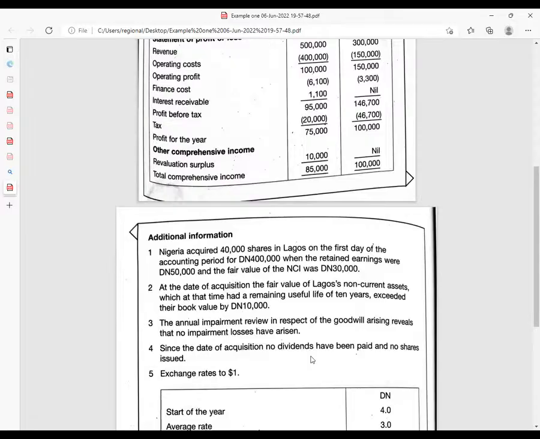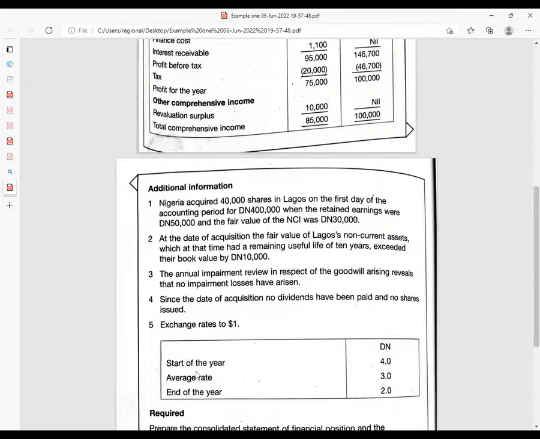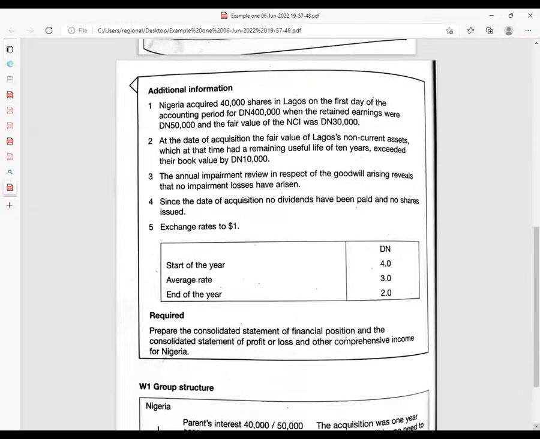We can see the exchange rates to dollars. We have the start of the year, the average rate, which is for the income statement items, and then the end of the year, which is for the balance sheet items, assets and liabilities. So they want us to prepare a consolidated statement of financial position and a consolidated statement of profit or loss and other comprehensive income for Nigeria.